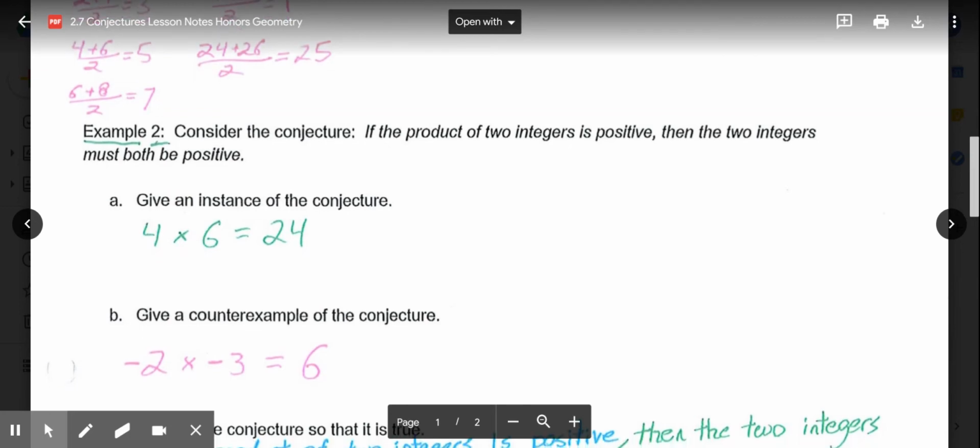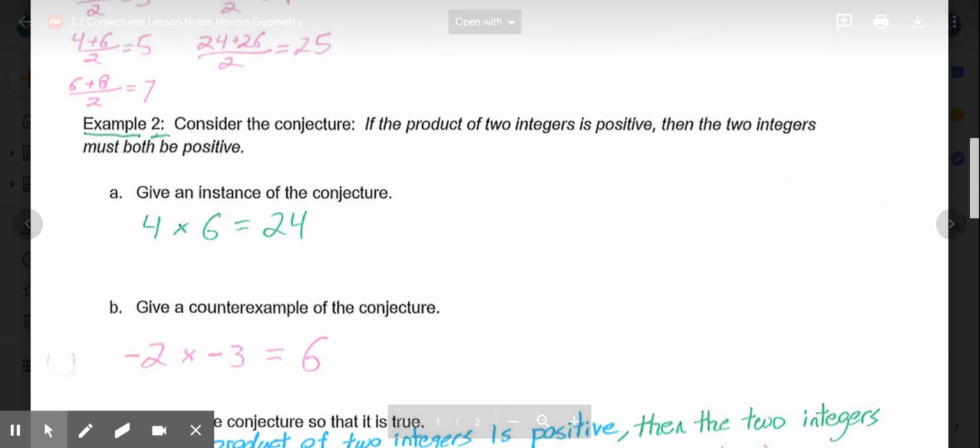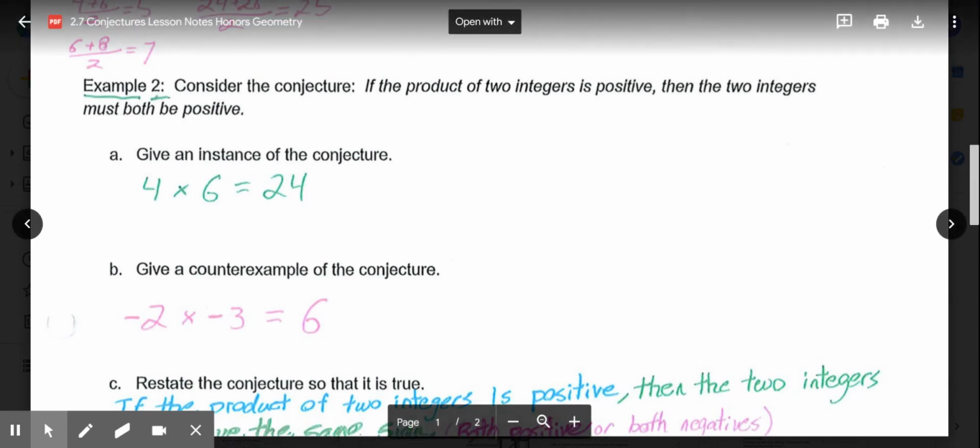A counterexample to that would be a product that's positive, but my integers not both being positive. So there are many counterexamples. I chose this one: a -2 multiplied by a -3 is a +6. So in this case, my two integers being multiplied are negatives, proving this statement false.